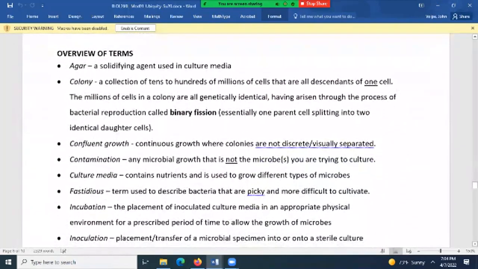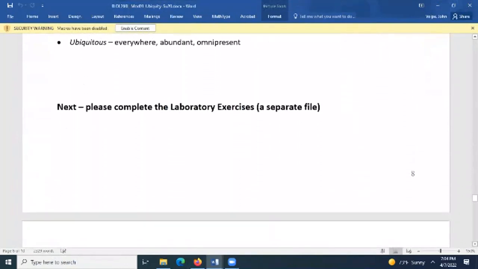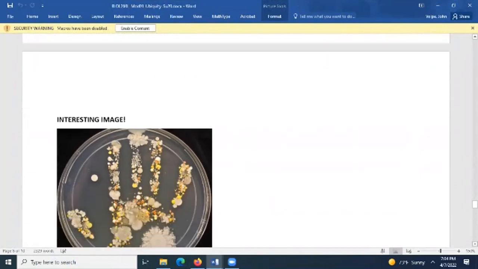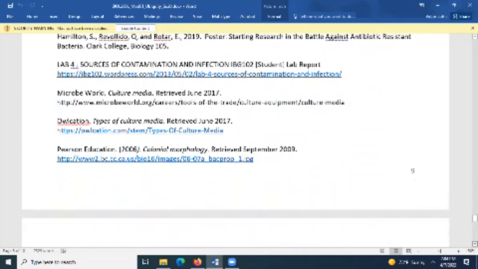All right, so know the terms. I'm not going to go over those, but you should know the terms. And then complete the laboratory exercises. You can ignore the references.